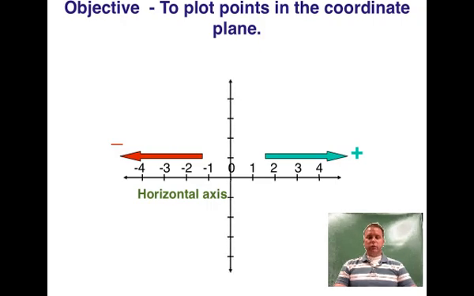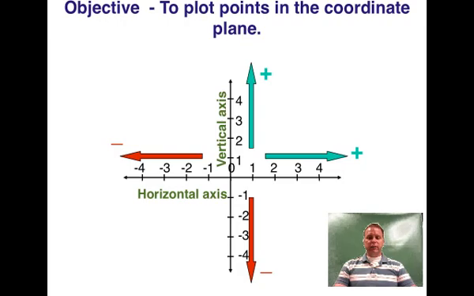Down the middle we've got what's called our vertical axis, and it's a vertical number line. The numbers above 0 are positive, numbers below are negative. The farther up you go, the more positive you get. The horizontal axis is also known as the x-axis, and the vertical axis is also called the y-axis.